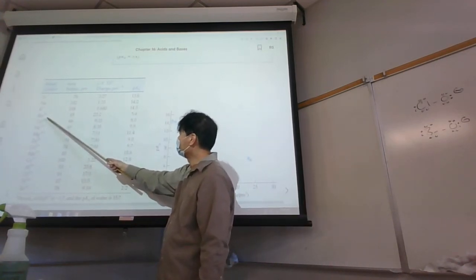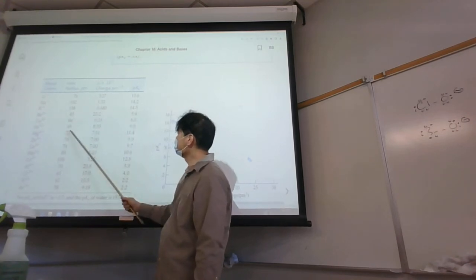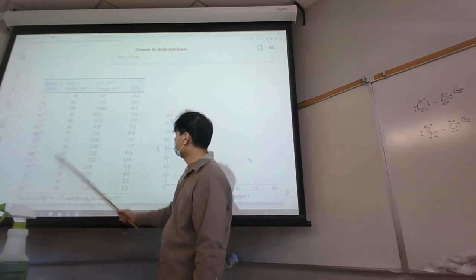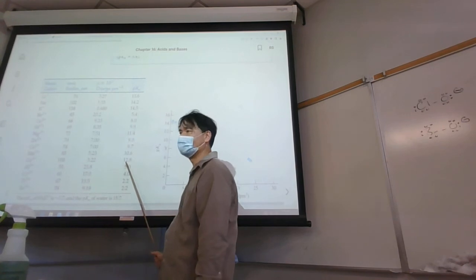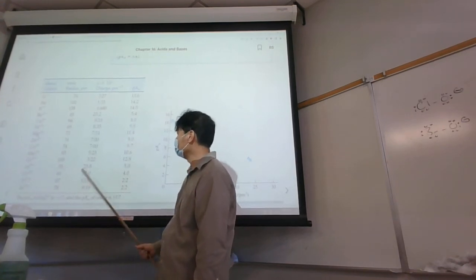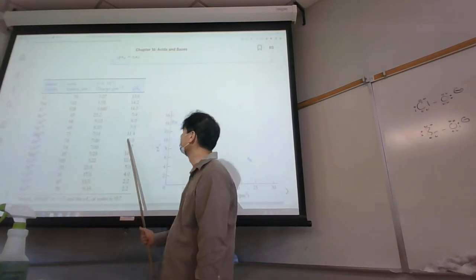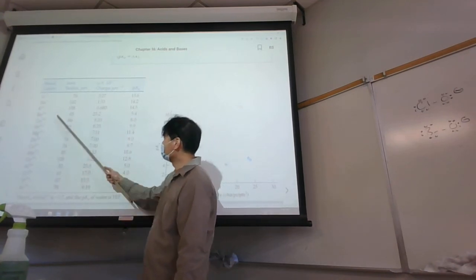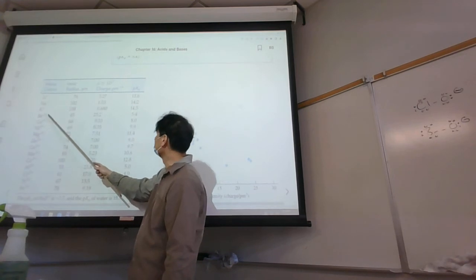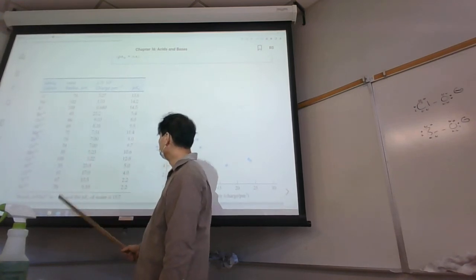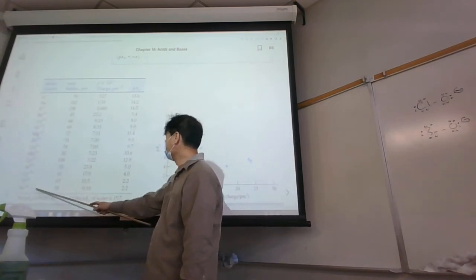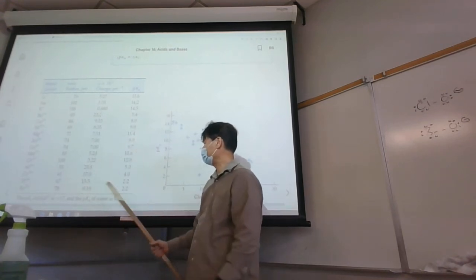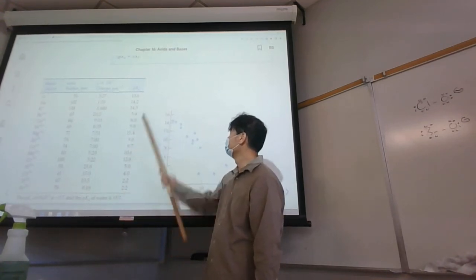Beryllium's tiny, and so it's fairly acidic, but things like calcium, calcium is not very acidic, 12.8. Magnesium is not very acidic, 11.4. And so what we're looking for are small, tiny ions like beryllium. It's pretty acidic. Look at this, titanium, iron 3. Iron 3 is very tiny, pKa 2.2.